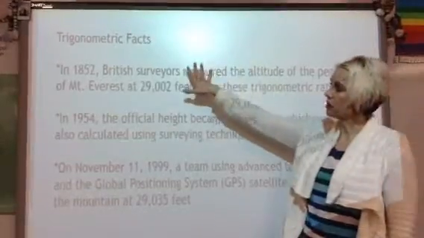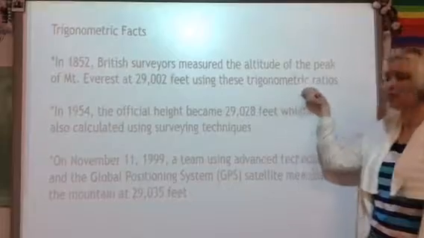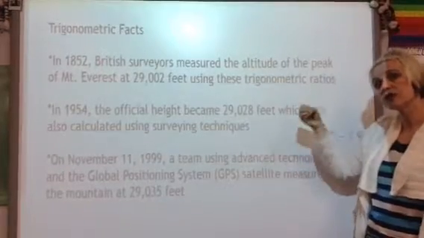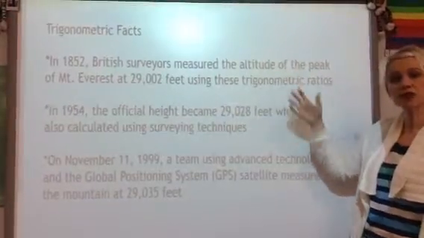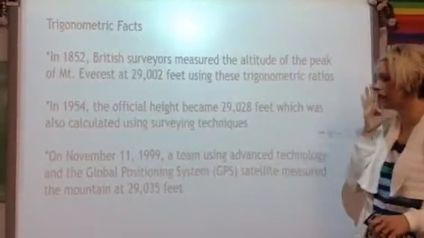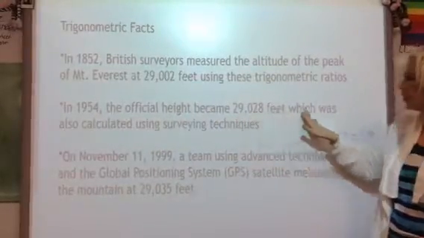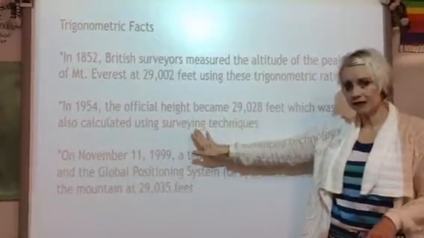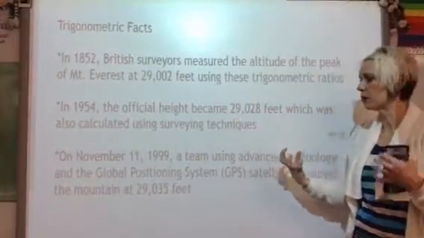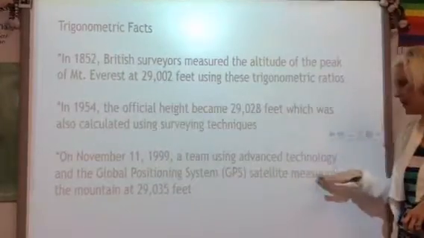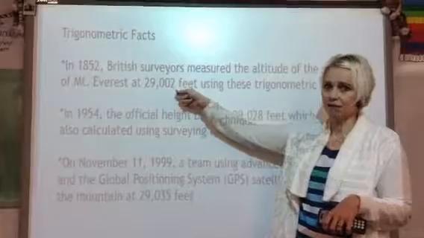Now, some facts about trigonometry. British surveyors measured the altitude of the peak of Mount Everest using trigonometric ratios. So these are used in the real world because we can't actually measure the height of a mountain, so we have to use the ratios of the right triangle that the mountain creates with its shadow. An official height became 29,028 feet using surveying techniques because in 1852, obviously, we didn't have a lot of technology to help us. Well, in 1999, they used GPS and measured it at 29,035 feet. So the math was not that far off.